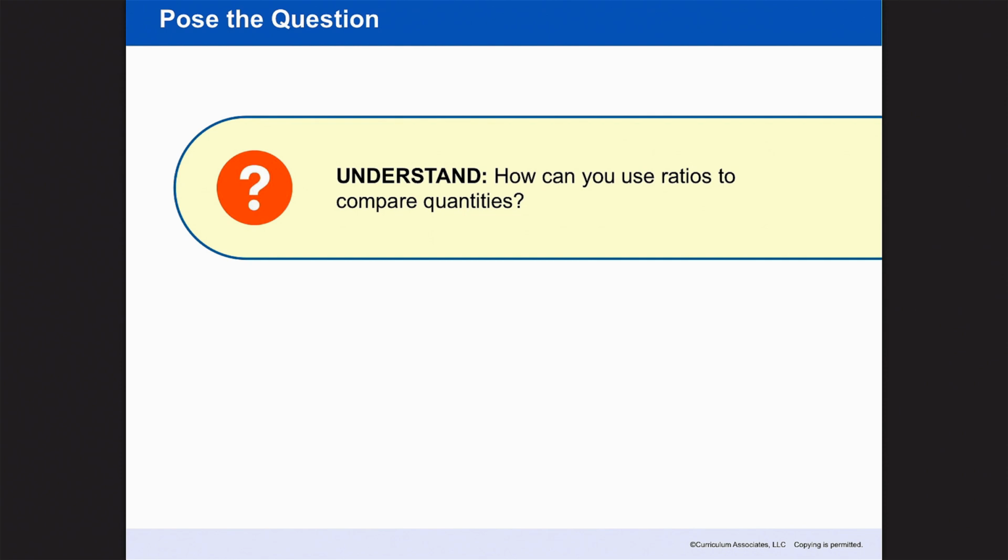So how are we using ratios to compare quantities? Well, we use ratios, models, and tables to look at what's the same and what's different. How are we dividing things? How are we separating things? Models and numbers really help us to compare quantities.